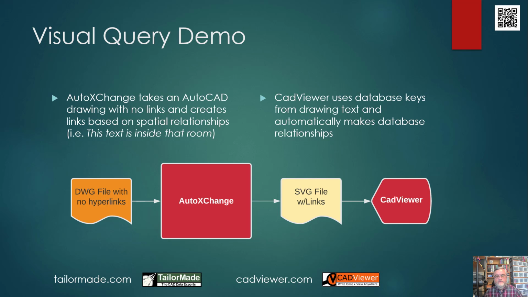Visual Query is a combination of AutoExchange to prepare the drawing and CAD Viewer to visualize it. AutoExchange takes a drawing with no links and creates an SVG with links based on spatial relationships. This text is inside that room. CAD Viewer then displays the drawing using the database keys from the drawing, this text, to make database relationships. Alternately, links can be based on hyperlinks, blocks, attributes, or Xdata.